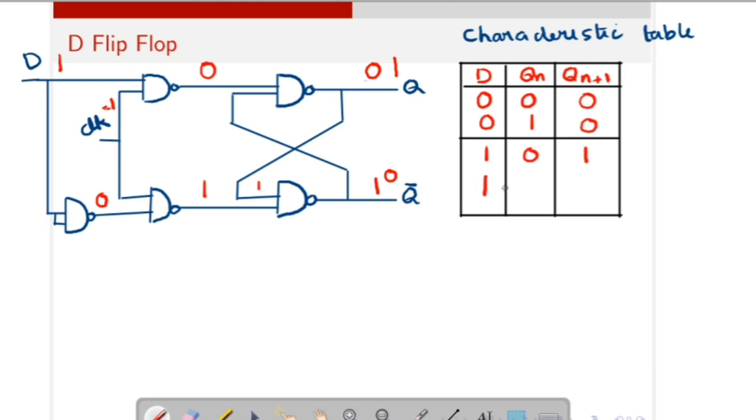Then next take D is equal to 1 and present state is equal to 1.